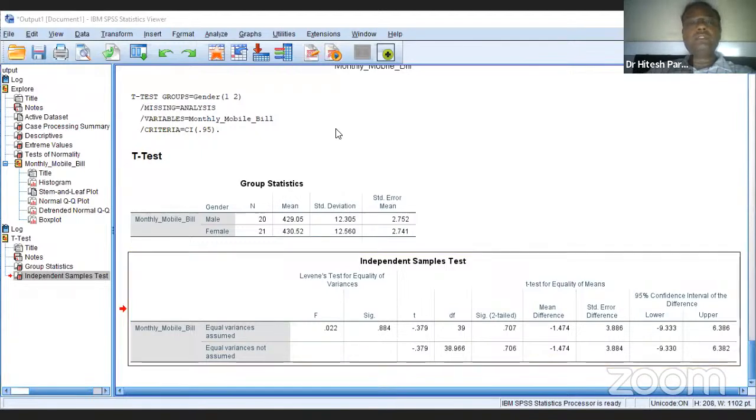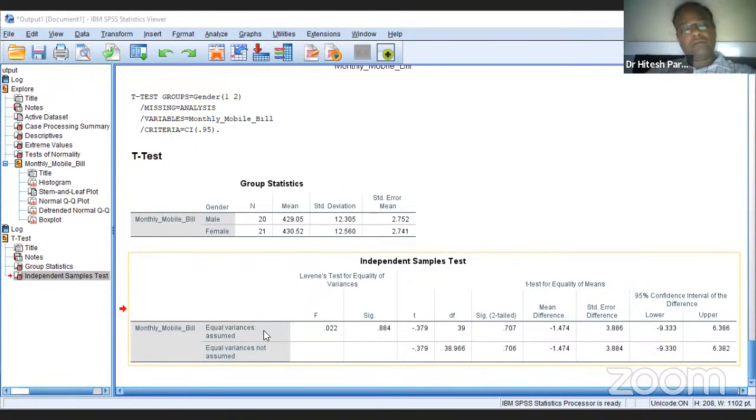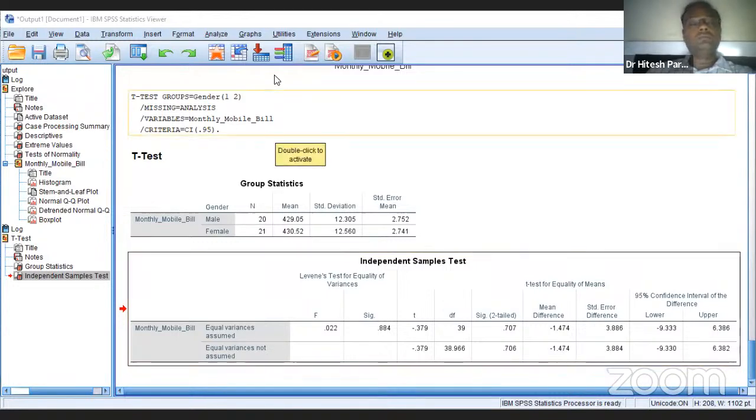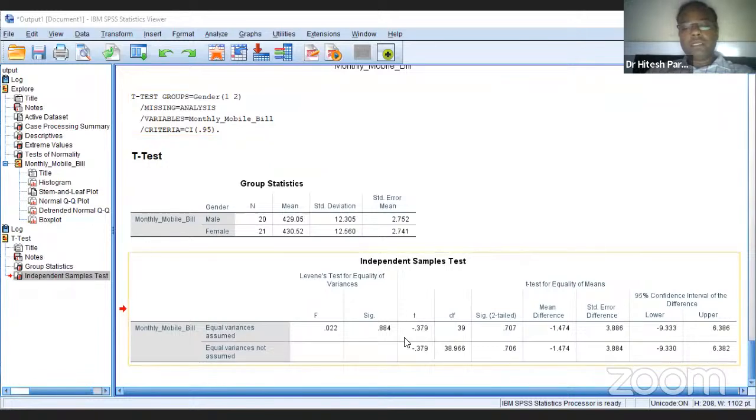As the p-value is greater than 0.05, we can say that equal variance is assumed. So row number 1 is applicable. Now, as we are confirming equal variance assumed, you just forget row number 2, equal variance not assumed. Right? Now in row number 1, equal variance assumed, the t calculated value is given as minus 0.379.